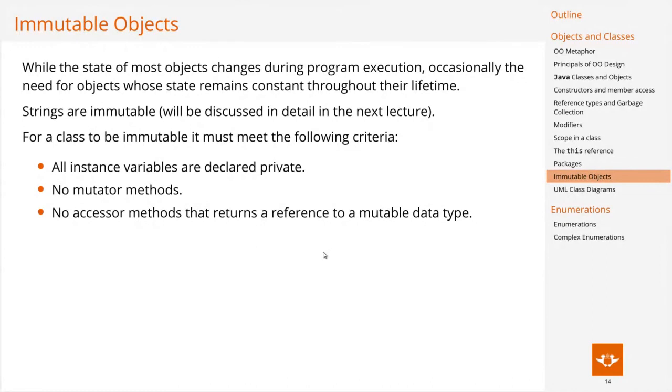But for a class to be immutable, there's a couple of things that need to happen. All instance variables need to be private. There's no access to any instance variables. No mutator methods because it's immutable. You can't change it, so there's no mutator methods. And the last one is a bit tricky. No accessor methods return a reference to a mutable data type. What that means is when you return a reference, that reference also needs to be immutable. So that's one tricky thing that you need to think about with immutable objects. So again, don't worry too much about immutable objects for now. We'll get back to them very soon.